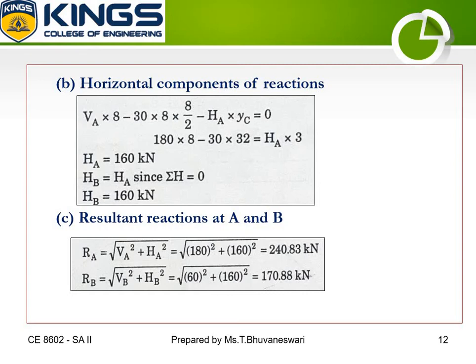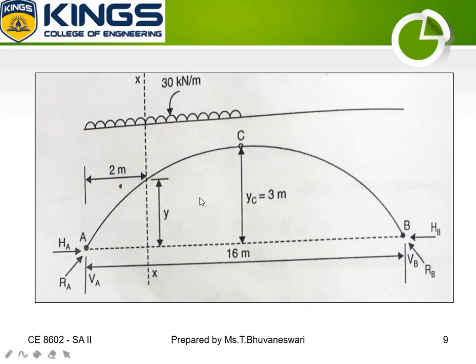Here I have taken the left hand side, so we have to consider all the forces to the left of the crown. To the left of the crown there is the vertical reaction VA, then the uniformly distributed load of 30 kilonewton per meter, and then HA, which is the horizontal component. So I am taking the moment about the crown C, and I have to consider all the forces left behind the crown C. For the horizontal force, we have to consider the vertical distance. For the vertical force, we have to consider the horizontal distance.